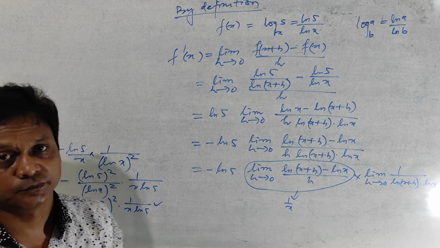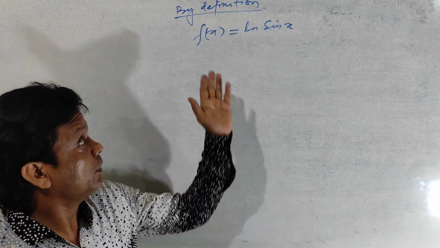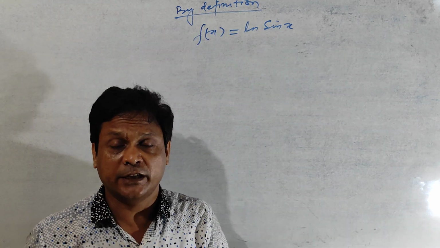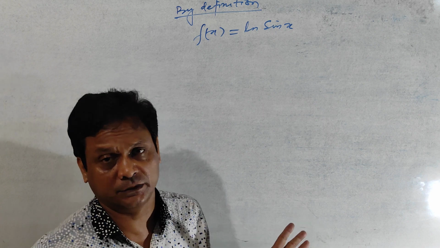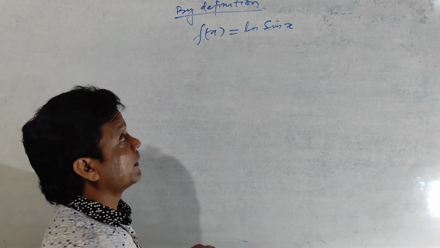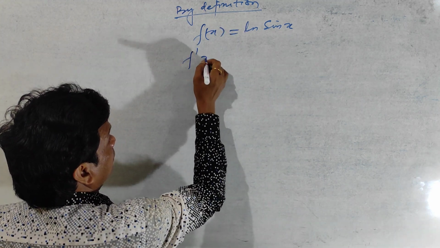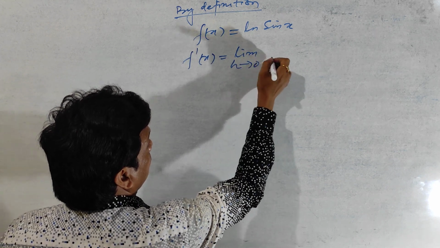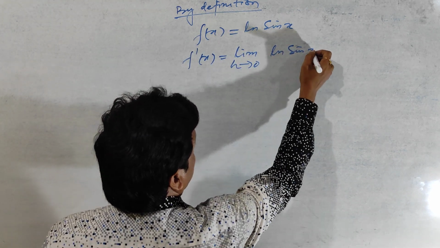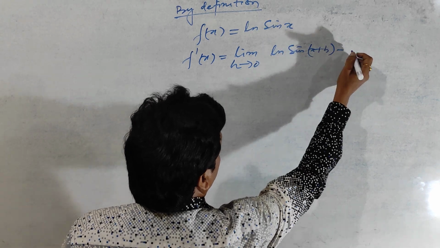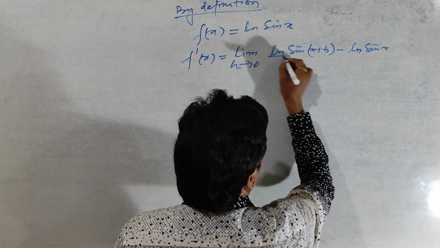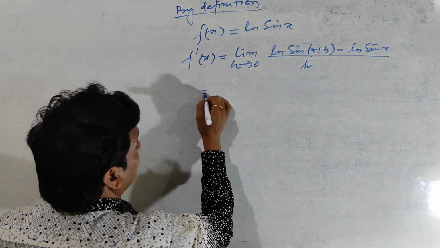Okay. See here, how to find out the derivative of ln of any trigonometric function: sin x, cos x, tan x, sec x, cosec x, anything. By definition, f dash x is equal to limit h tends to 0, ln of sin of x plus h minus ln sin x. I am writing directly, divided by h.